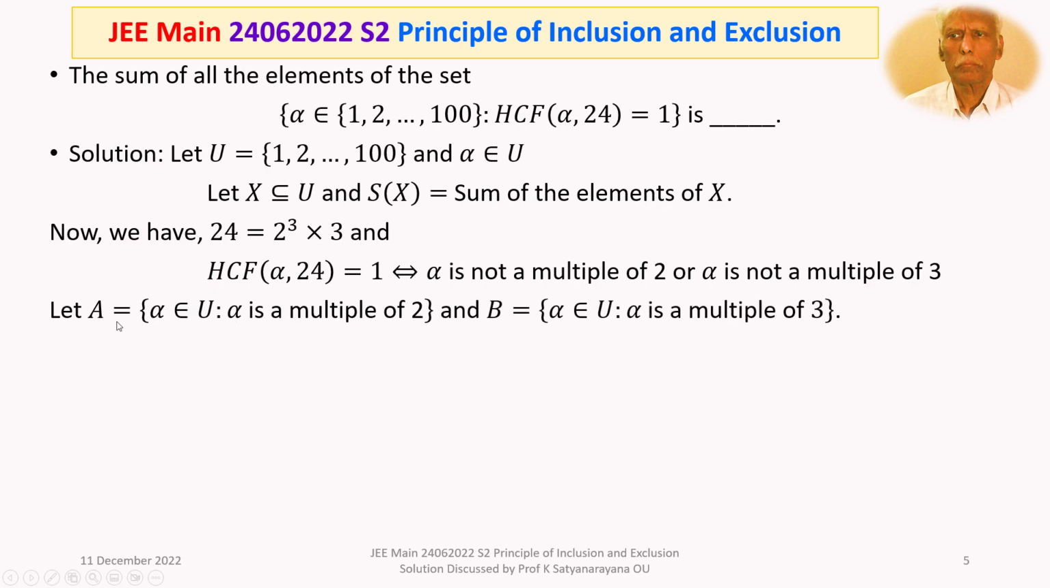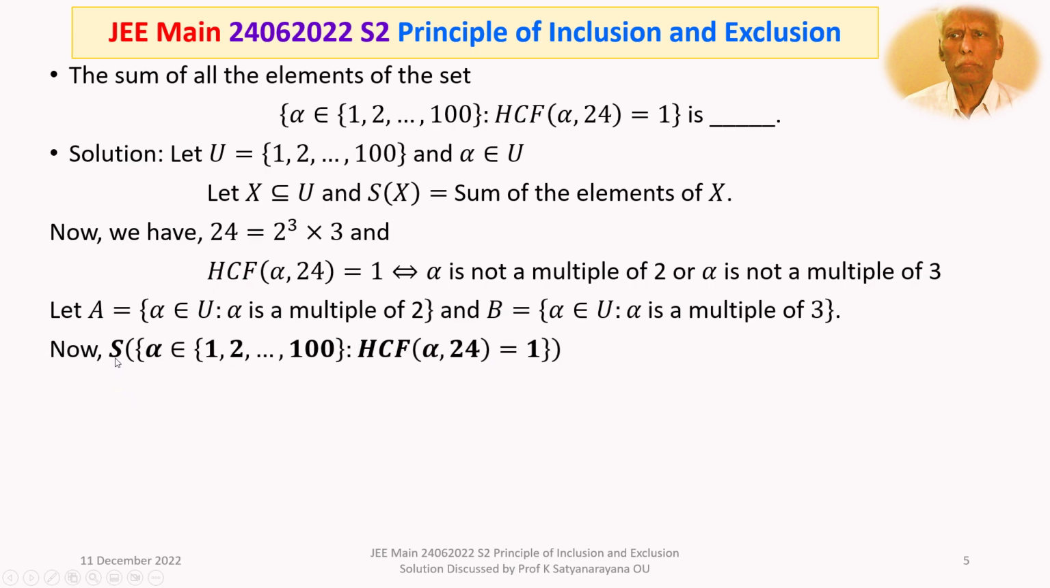Let A be the set consisting of all those alpha belonging to U such that alpha is a multiple of 2. And similarly, we take B as the set consisting of alpha belonging to U such that alpha is a multiple of 3. So here in A, alpha is a multiple of 2.